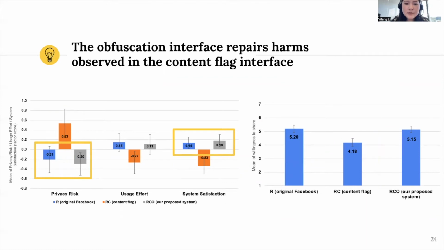But if we look at the bars of our proposed obfuscation system, we will find that it actually repairs the harms of content flagging that we just talked about and restores privacy risks, willingness to share, and user experience back to the levels of the original Facebook interface. So it performs a lot better than the content flag interface. From this, we can say that our proposed obfuscation system is a success.